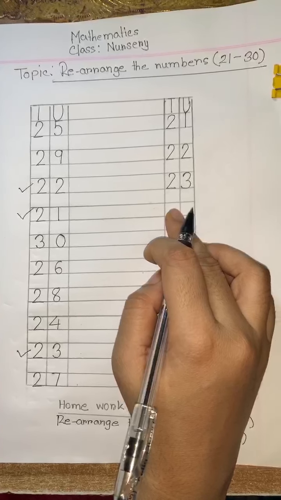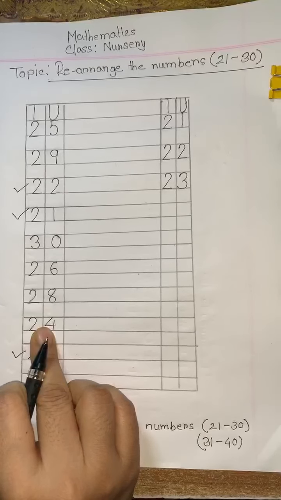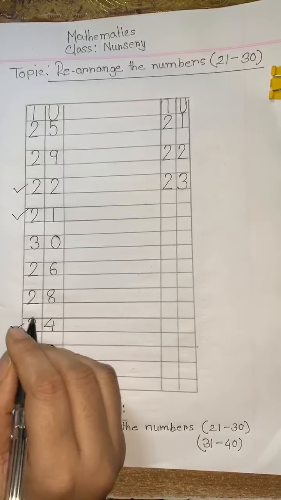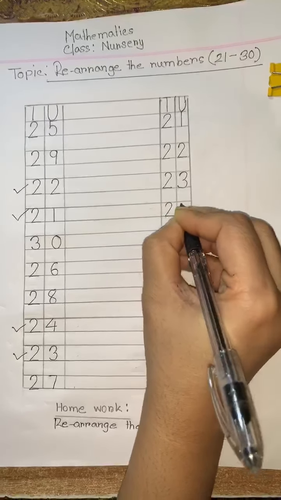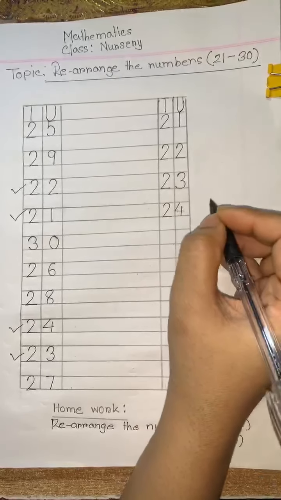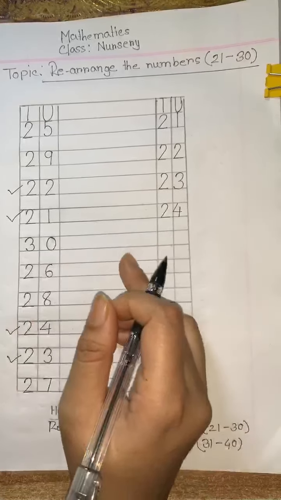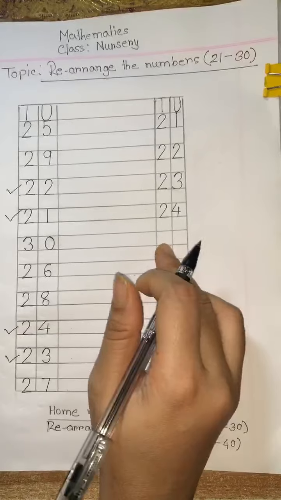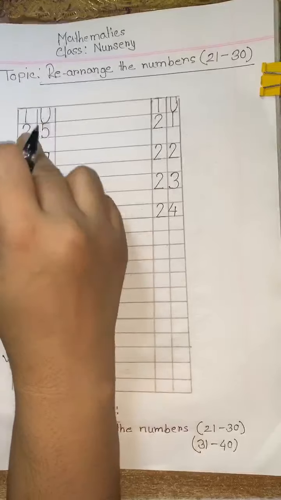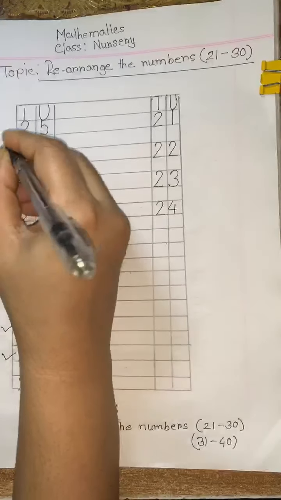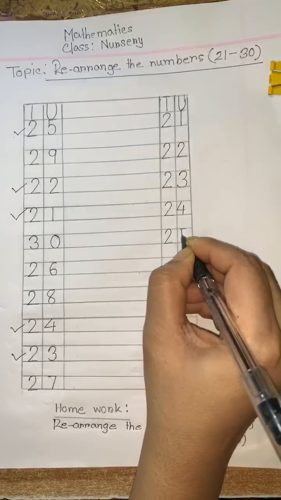24. Where is 24? This one is 24. Yes, this one 24. So I will put here 24. Now look at the list again. What is the next number? Next number is 25. Yes, here is 25. So I am writing here 25.